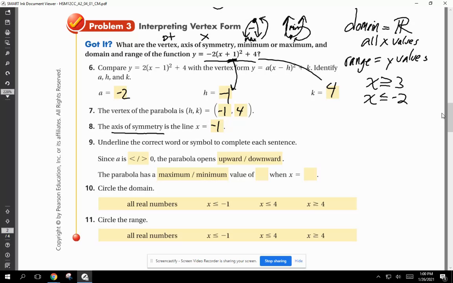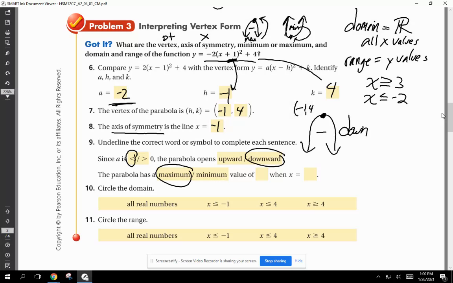Number 9, underline the correct word or symbol to complete each sentence. Since a is less than or greater than 0, well, we know a is less than 0. The parabola opens up or down? It opens down. It's a negative, right? A negative is going to look like this. Negative. Opens down. Sometimes you have to draw it to understand it. The parabola has a maximum value. Remember, this is the maximum value up here. Value of 4. Here's the 4, right? (-1, 4) is right here, when x is -1 right there.